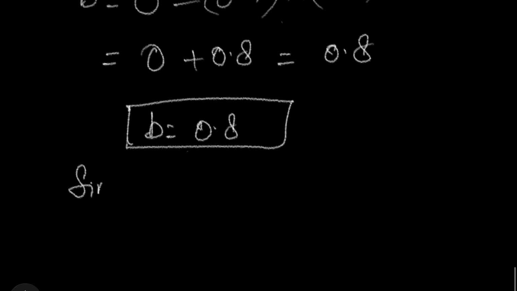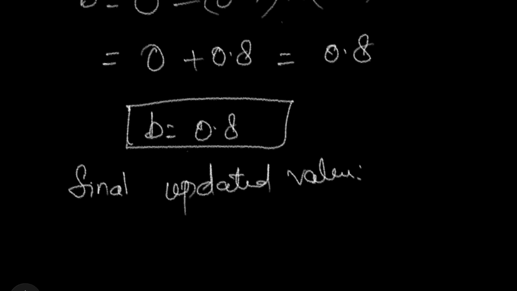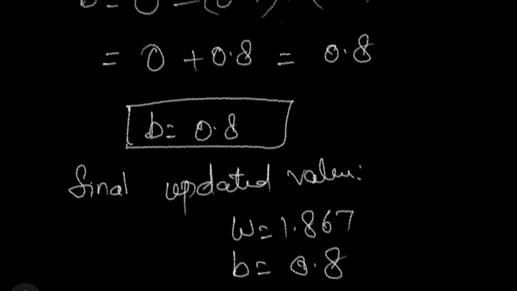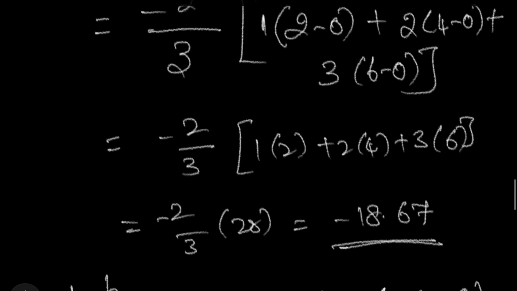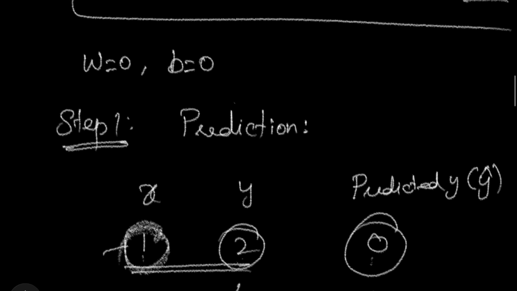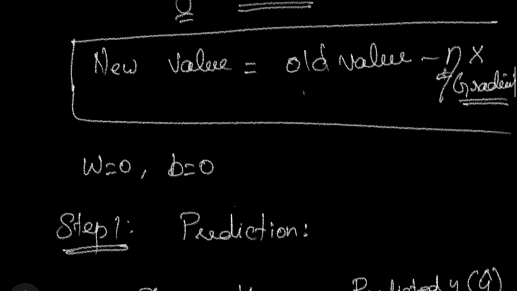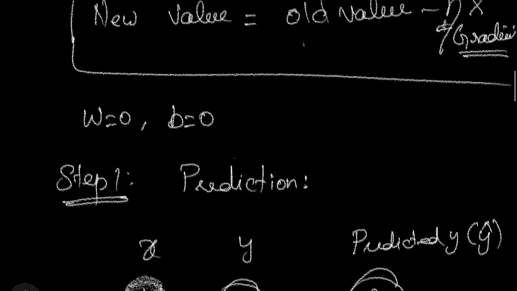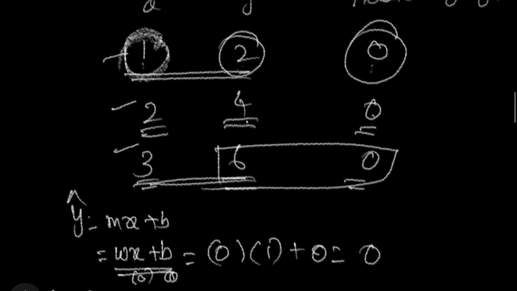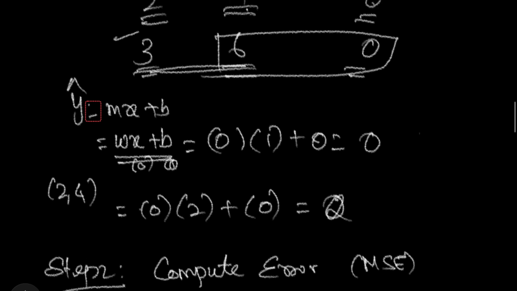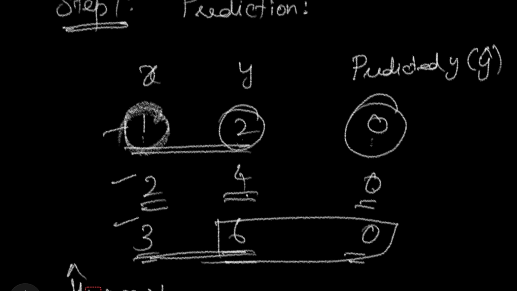So now the final updated values we have are W equals 1.867 and B equals 0.8. Alright. I have just shown you the first iteration of the gradient descent. So basically, I'll recap it. We have an initial value, right? First, you have to find the new y value for the given data points. For that, we have y equals mx plus b. The m has been replaced with w, and we have calculated all the new y values here.